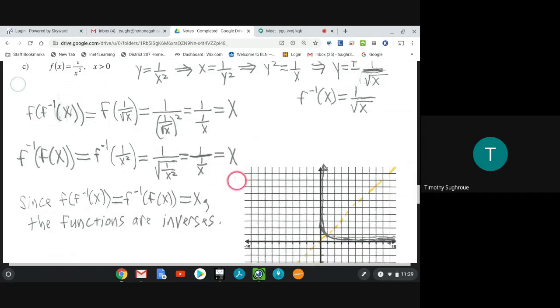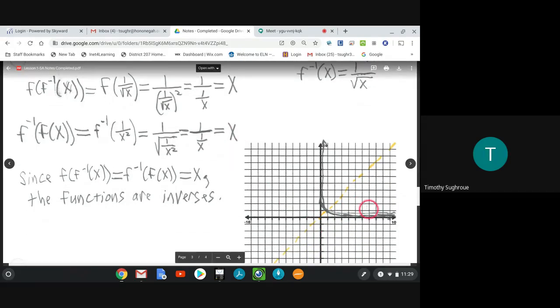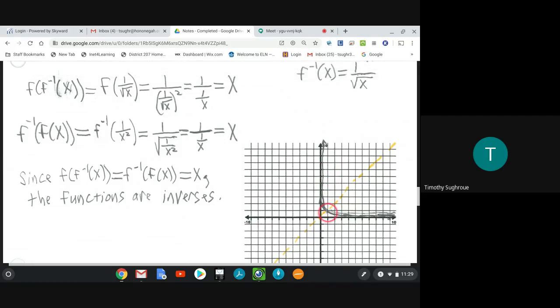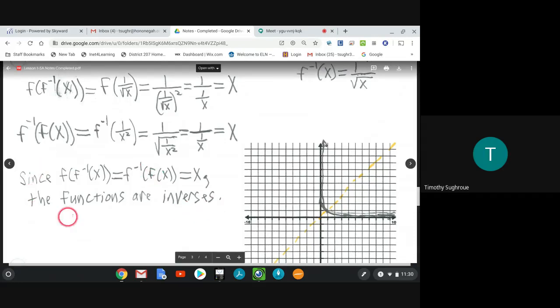I graphed both of these for you. Although this one is kind of hard to see because they look real similar, they are a little bit different in how quickly they approach the x-axis and the y-axis. So they are slightly different. You could look at them in your calculator and blow it up a little bit if you wanted to, but you need to make this summary statement. It's the same every time.